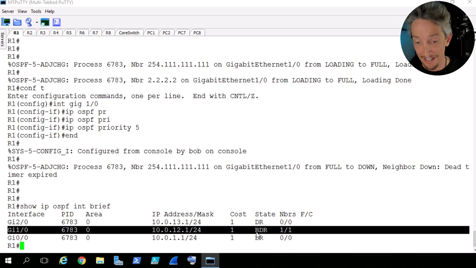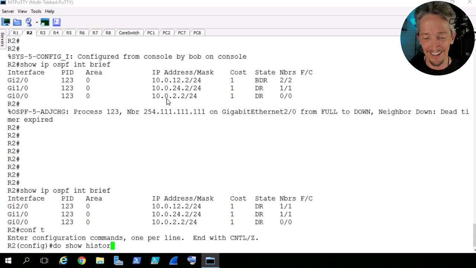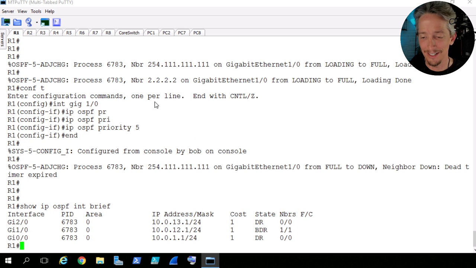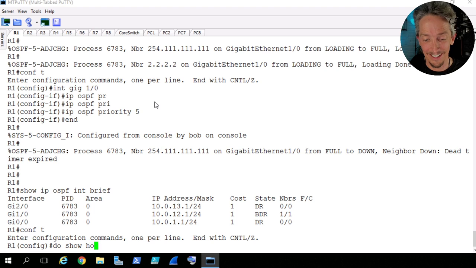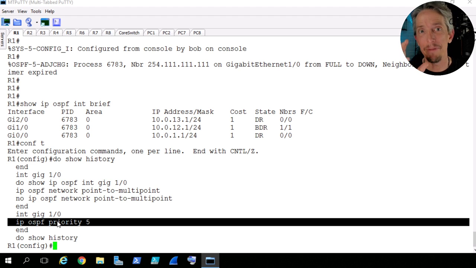Okay, so now the question is, what if we want to flip this? Who did we give the higher priority to, R1? Great, this is perfect. So what happened is we had a BDR in place. The DR went away, and so the BDR assumed that role, and now it's the DR, and then there was an opening, and that's when R1 said, okay, great, I need to go ahead and become the BDR.